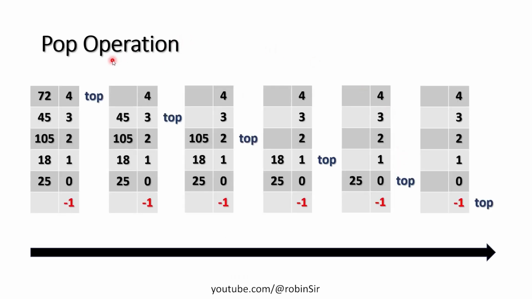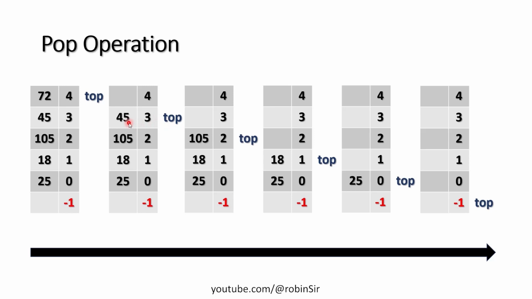Next is the pop operation. So in pop operation, let's say I execute it for the first time. We can clearly see 72 is the topmost element, and in a stack we can only delete the topmost element. You cannot directly delete 45 or 105 without deleting 72. So we delete the topmost element 72. 72 is returned, and then later top decreases itself by 1. So after giving out 72, it moves to index 3.